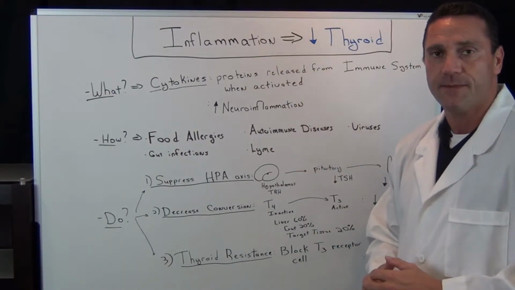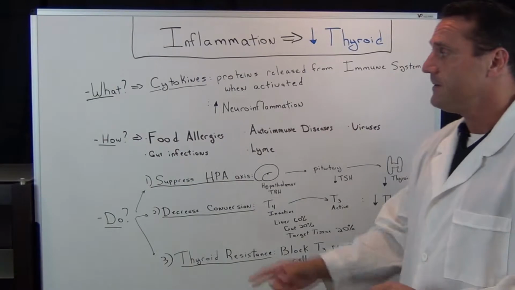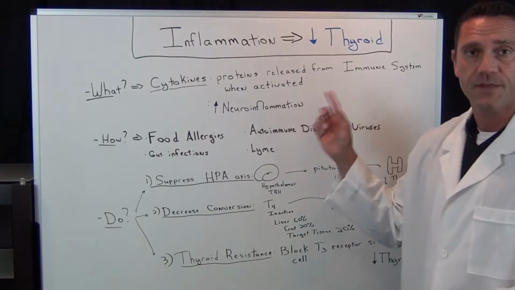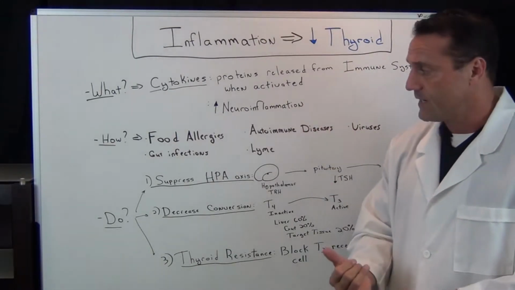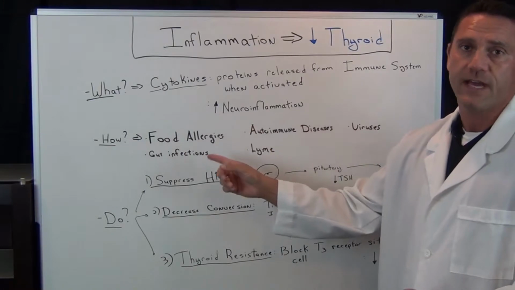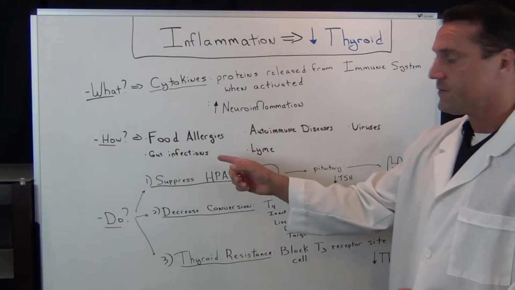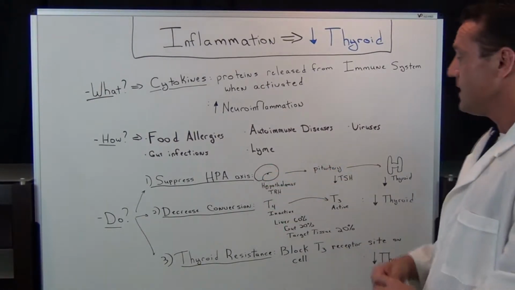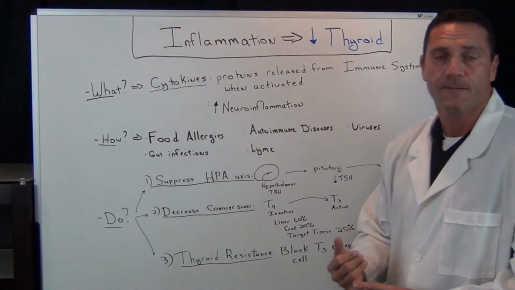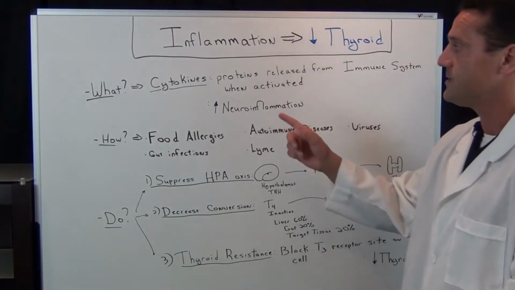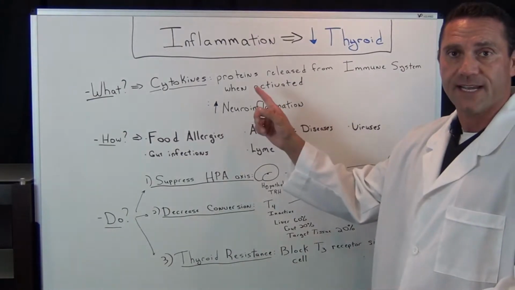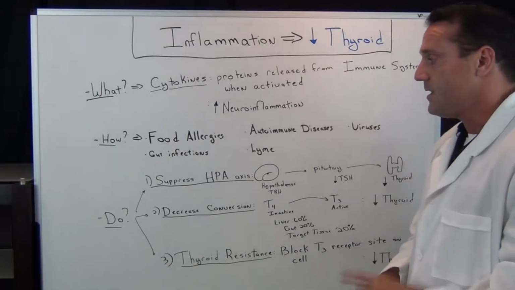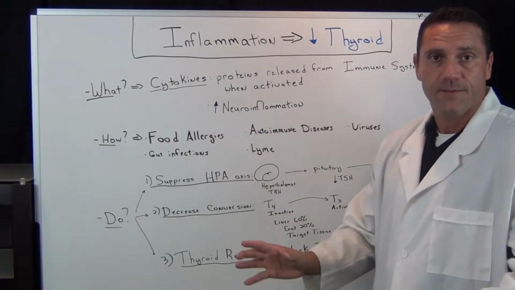Now the main ingredient with inflammation that a lot of patients ask me about are cytokines. What are cytokines? Cytokines are proteins released from the immune system when it's activated due to stress, okay, or if you have unknown food allergies, or unknown gut infections, autoimmune diseases, Lyme disease, viruses like the Epstein-Barr virus or a herpes virus. That will cause inflammation in the system, and then proteins are released called cytokines.